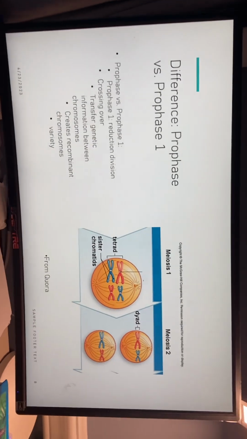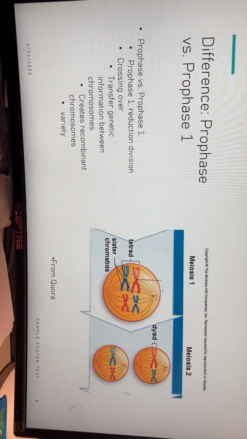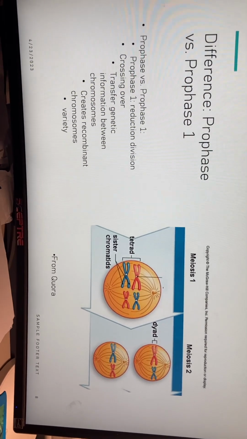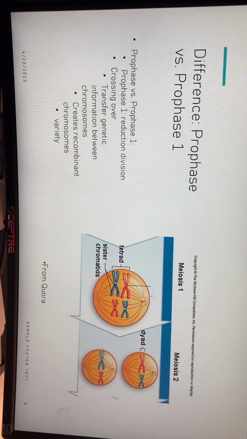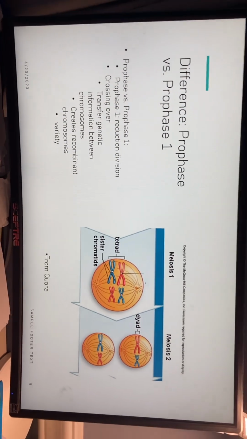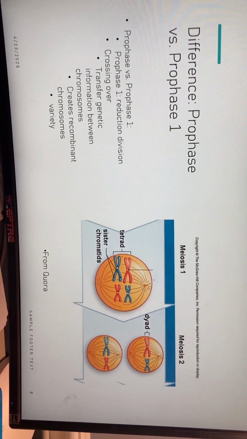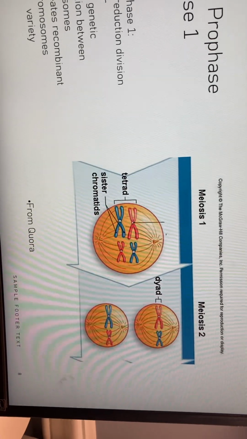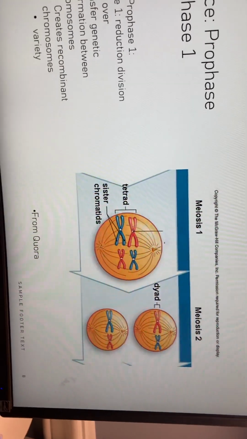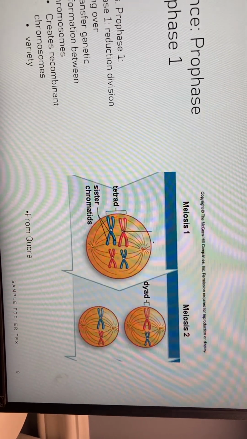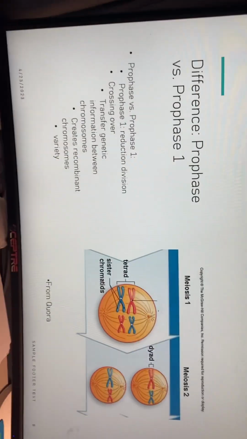Another difference is prophase 1 versus prophase in mitosis. Prophase 1 is called reduction division, and this is where crossing over occurs. This transfers genetic information between the chromosomes and creates recombinant chromosomes, which is what's responsible for the variety. As you can see in the diagram, in meiosis 1 there are two sister chromatids, whereas in meiosis 2, which also resembles what prophase looks like in mitosis, there's only one in the center there.